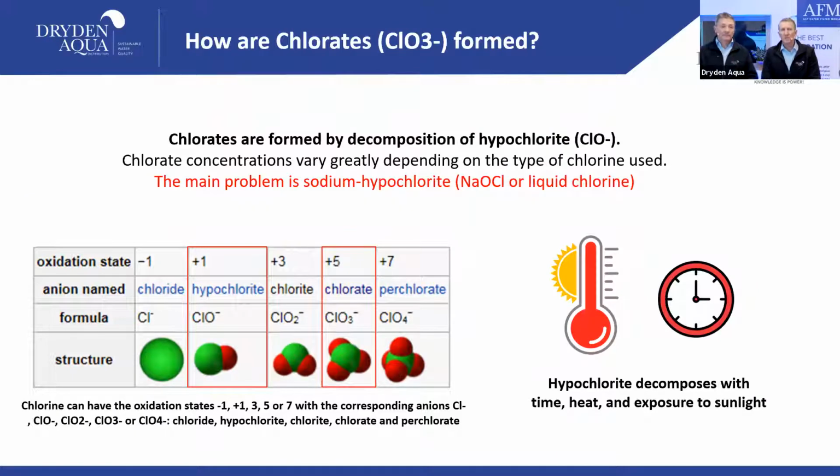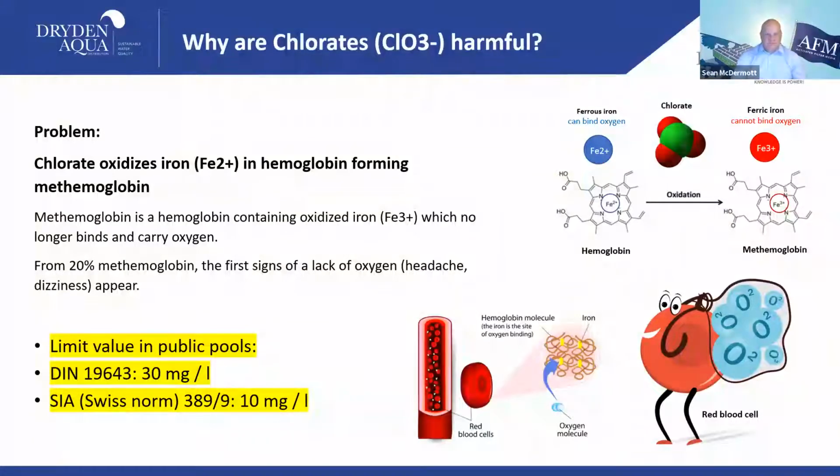Yes. Okay, so we're going to keep this very simple, but chlorates are formed by decomposition of hypochlorite. Chlorate concentrations vary greatly depending on the type of chlorine that is being used. The main problem comes from sodium hypochlorite, or liquid chlorine, or bleach, also called. Hypochlorite will decompose, will break down based on time, heat, and sunlight exposure. And we have an example that illustrates this. I don't want to go into the details here of the different oxidation states. Before we tell you why that is, what is the problem with chlorate?